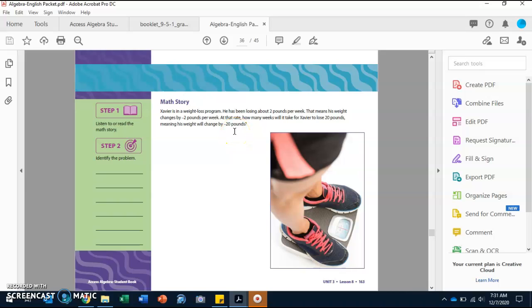Okay, guys, so we're gonna be working with negatives because he's losing the weight. So if he was gaining the weight, we would put +2, right? +2 and +2 and +2 because the weight is going up. However, he's losing weight. He's losing about 2 pounds per week. So that means that for every week we go up, his weight is going to be going down.